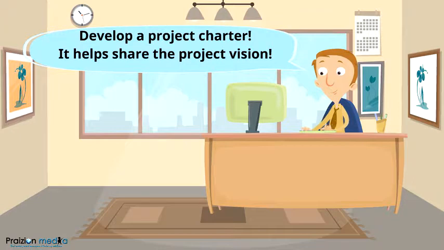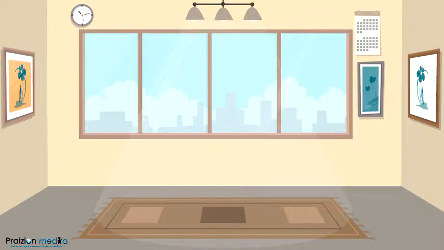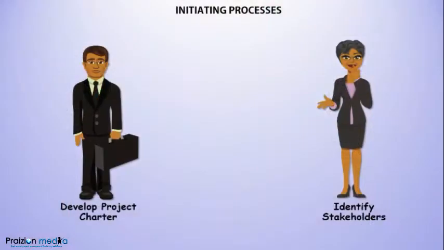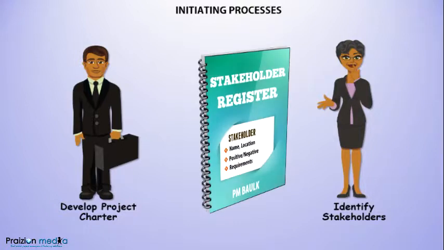Bear in mind that develop project charter could happen at predefined points throughout the project to authorize phases or other segments within the project. Identify stakeholders, our next process, is where stakeholders are identified and analyzed. This is not a one-time event, but it happens all throughout the project. And the major output of this is called a stakeholder register.